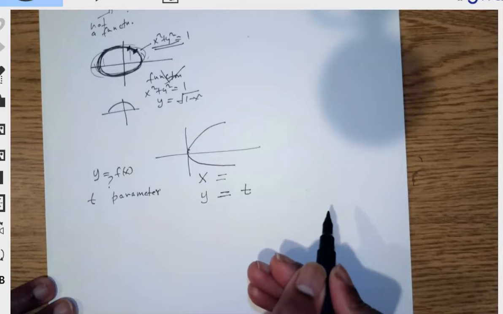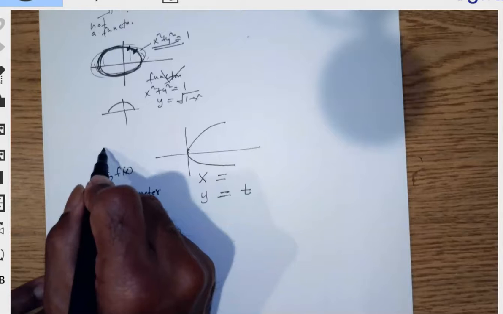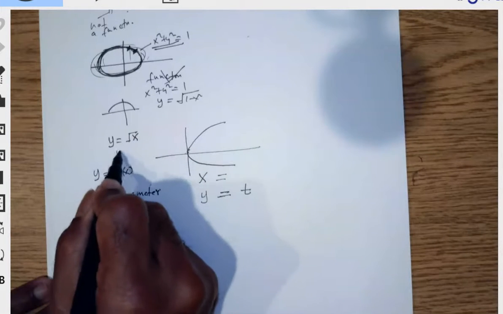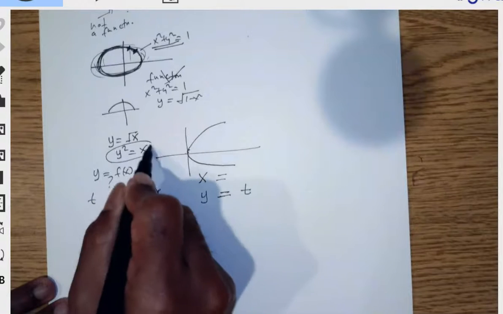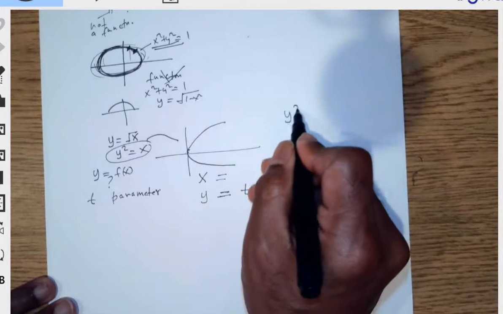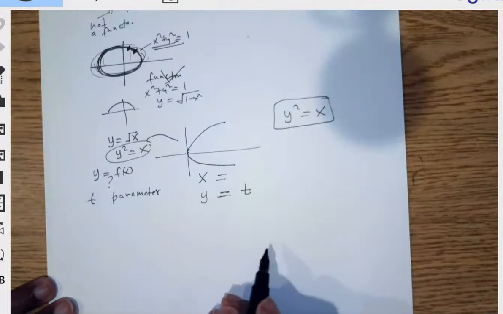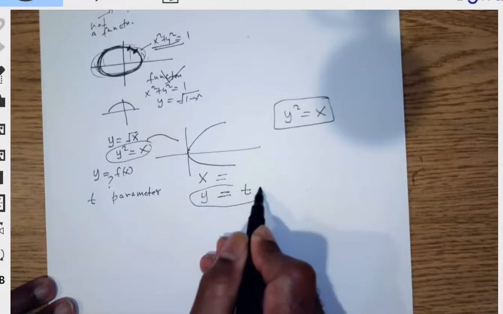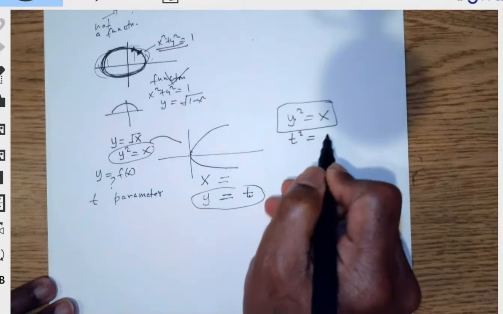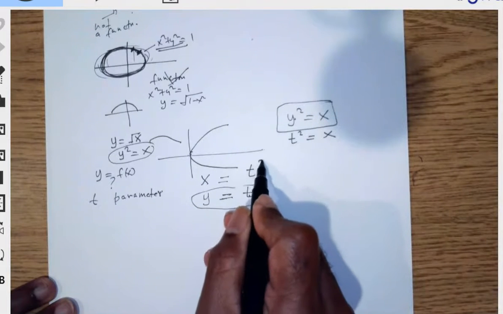But now we need to define x. We know that the equation of this curve is not really y equals square root x, because that only gets the first part. But if you square both sides, you get y squared equals x, which covers both parts. So we do have an equation in rectangular coordinates, the familiar curve. Now, suppose you put y equals t, where t is a parameter. Then y squared becomes t squared, and x is automatically set. So x equals t squared.